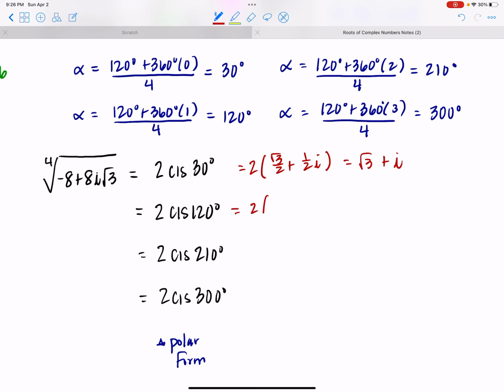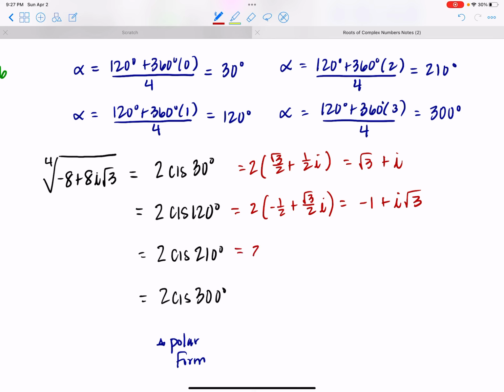Here it's 2 times the cosine of 120, which is going to be a negative 1/2, and the sine at 120 is going to be radical 3 over 2. Again, that's going to be imaginary. Multiplying by 2, I get a negative 1 plus i radical 3, or radical 3i, either way. And I think I've done it both ways in the notes.